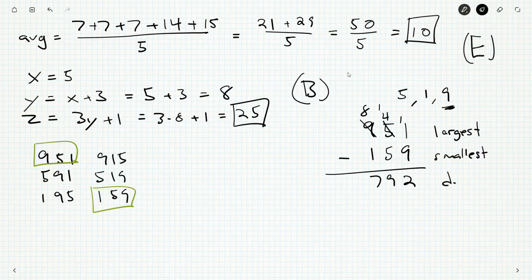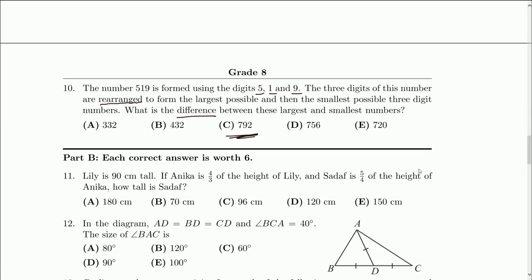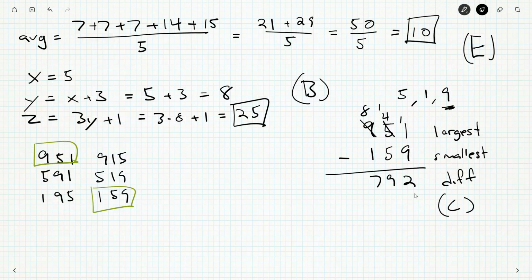792 is my difference. And is 792 one of the possible answers? Absolutely. It's right in the middle. It's C, and it happens to be the biggest of the ones they've provided. Interesting. All right. So C, and that finishes off question number 10.